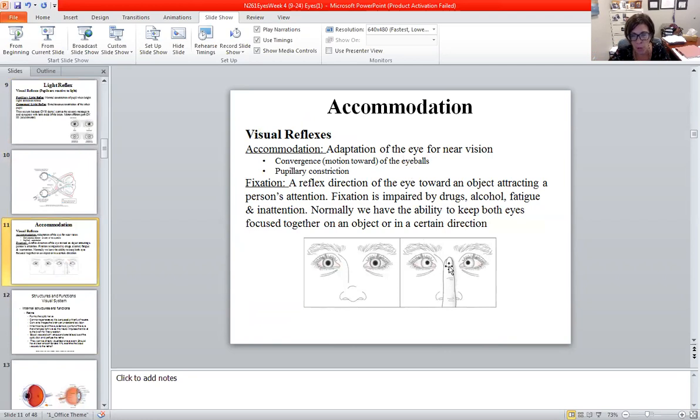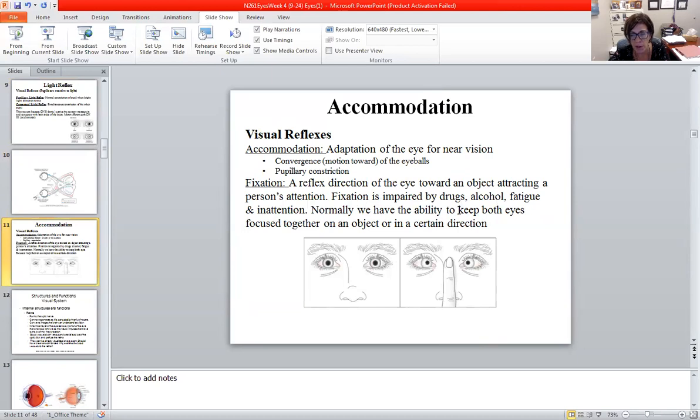And what happens as well is that the pupils usually constrict when this is happening. So this is what's called accommodation. So again, accommodation, the adaptation of the eye for near vision. So it converges towards, the motion is that the eyeballs will move and the pupils usually constrict. So fixation, a reflex direction of the eye towards the object, attracting the person's attention.